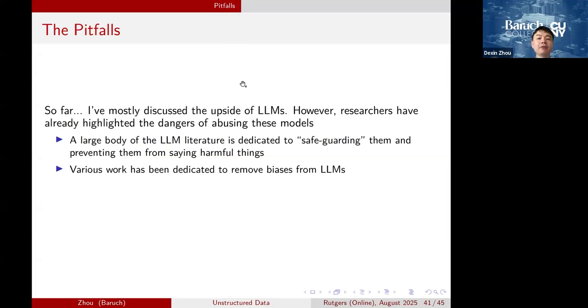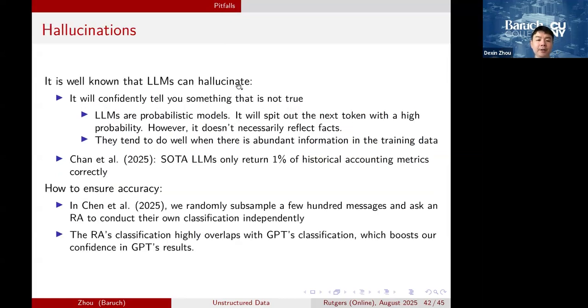What about finance and accounting, right? What have we done, or what should we pay attention to? One thing that we definitely have to pay attention to is hallucination. Hallucination is basically some of the stuff that it generates that is purely not true, right?